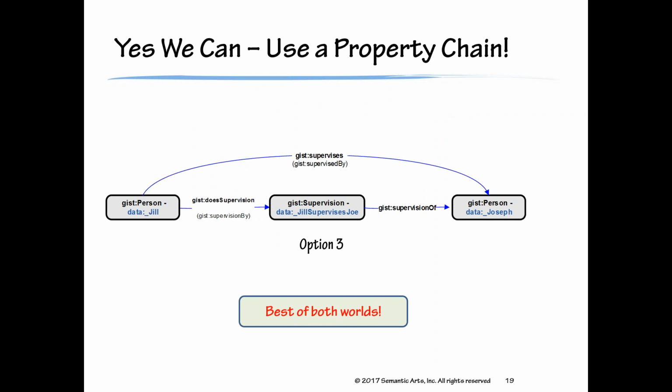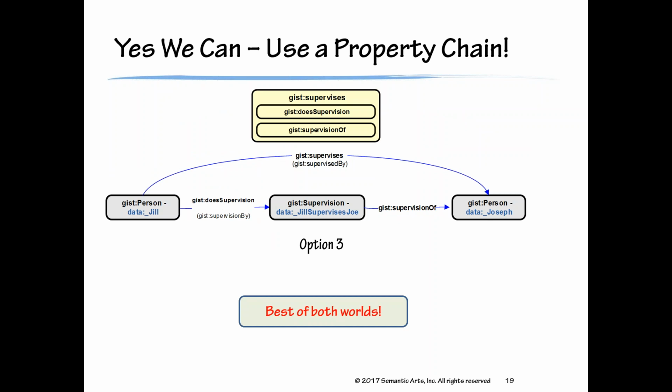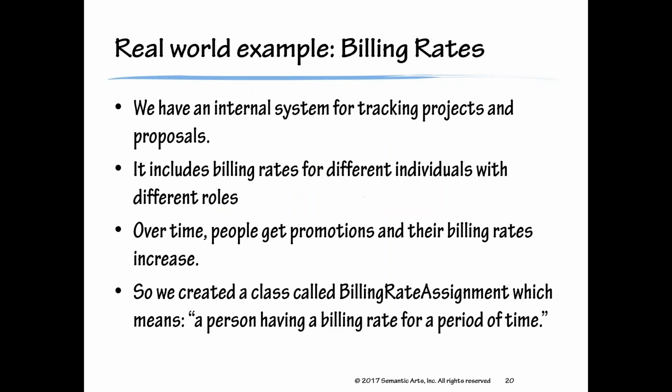So OWL, it turns out, will give you the ability to define property chains. So you can define supervises, this link that jumps over the supervision object, and you can just say it's a chain between does supervision, and then chained after that is the supervision of. So you can actually do this in OWL, and so that's an option that you can do.